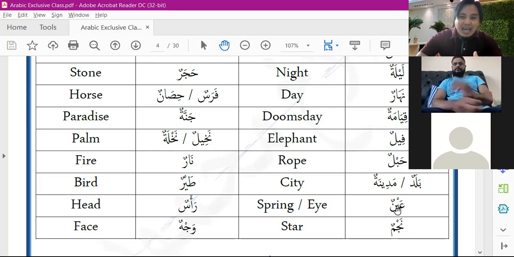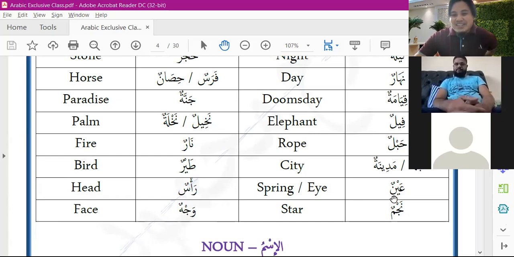Baladun, biladun, and the plural of this is buldanun. Buldan. Yes, excellent. Barakallahu fikum. So let us proceed now. Ain. Ainun is an eye, singular. Two eyes, ainain.